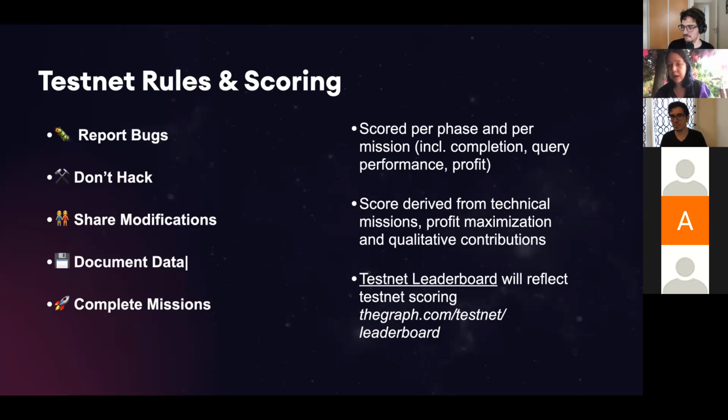In terms of scoring, our scores will be a combination of technical details as well as qualitative contributions. So anything from completing the mission to how well did you perform in profit, as well as how well are you performing with queries, what is your query throughput, etc. And in the qualitative contributions, we're really looking for teams that are providing feedback, are collaborative. If there's other products or features that they think need to be built in the graph ecosystem, working with us to figure that out. And then you can also refer to the Testnet leaderboard website, which is on the Testnet tab in our navigation. And you can refer there for scoring that will be up to date as frequently as possible.